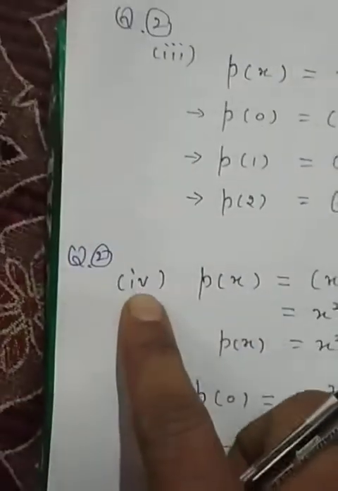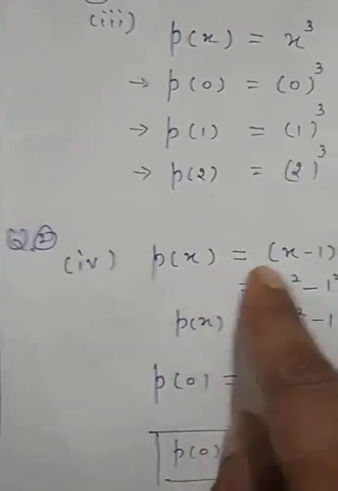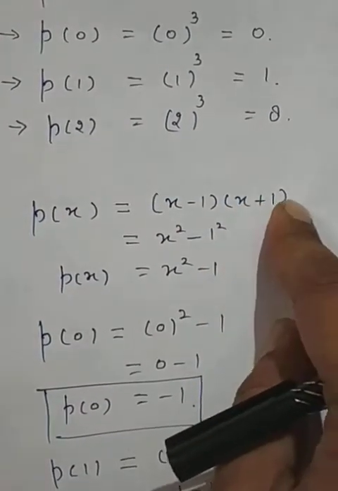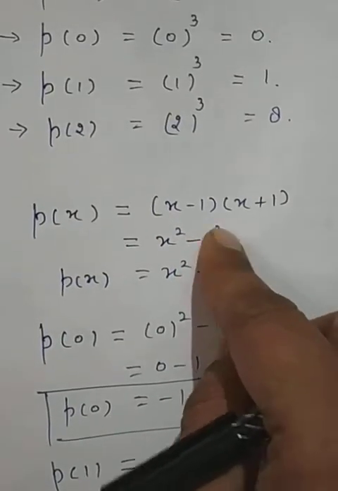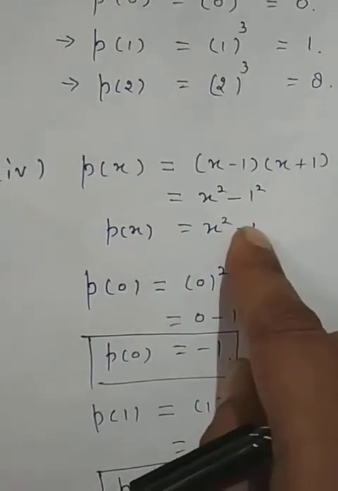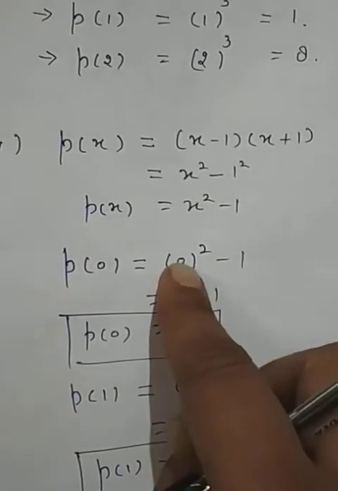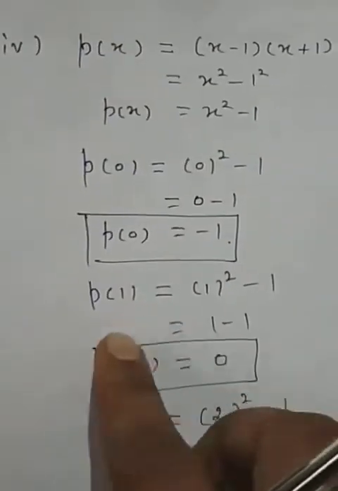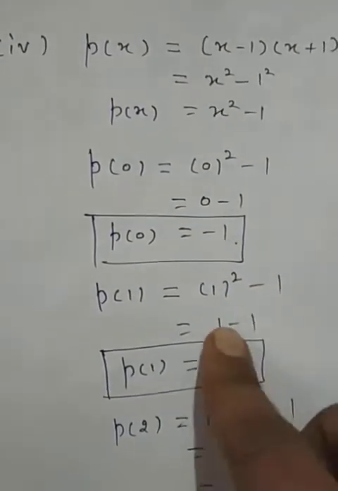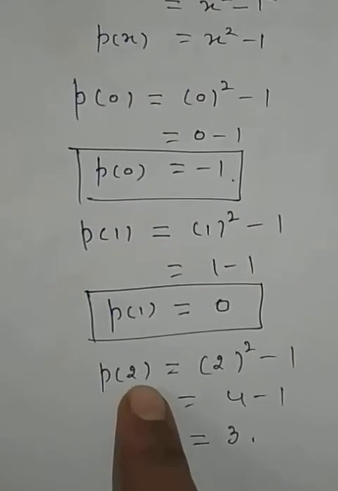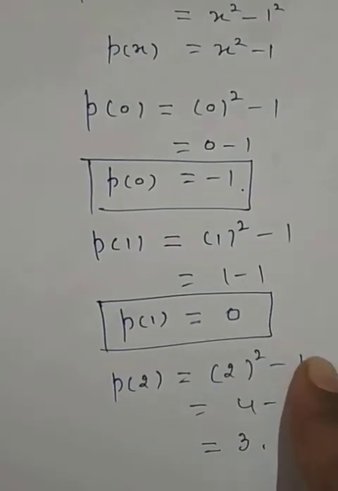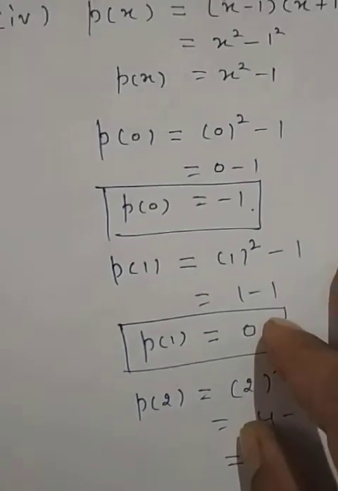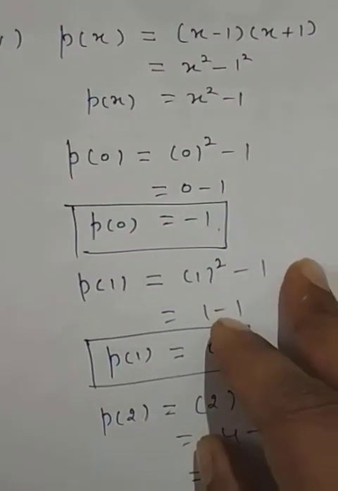Now see, question number 2 part 4. p(x) is equal to x minus 1 multiplying x plus 1. You know very well a minus b into a plus b is equal to a square minus b square. 1 square is 1. So p(x) is equal to x square minus 1. Now p(0): 0 square minus 1, 0 square is 0, 0 minus 1, that is minus 1. p(1): 1 square minus 1, 1 minus 1, 0. And the last is p(2) is equal to 2 square minus 1 is equal to 4 minus 1 is equal to 3. So by this method, you can calculate value of polynomial at any indicated value.